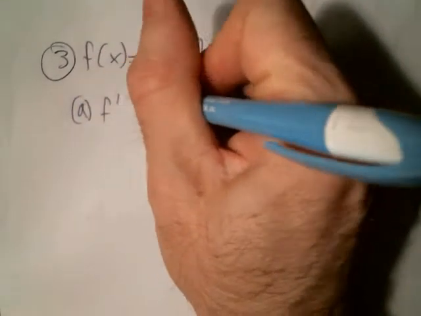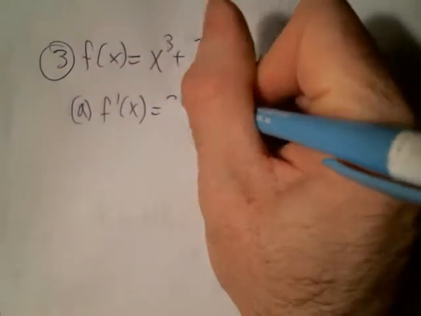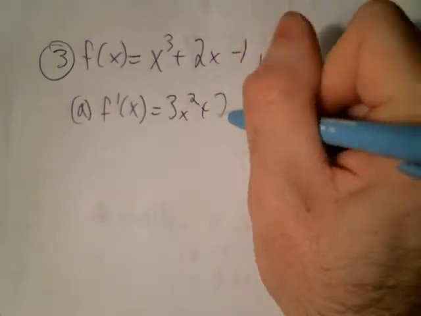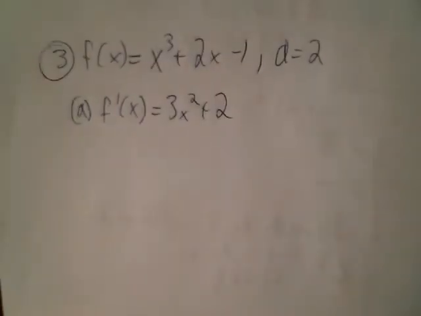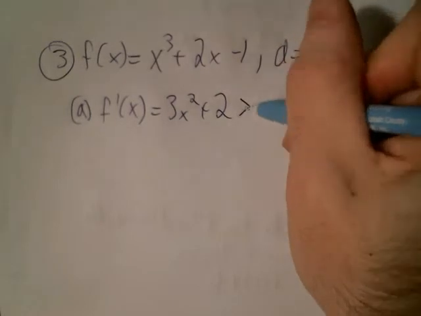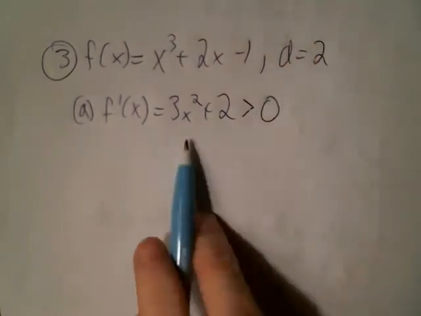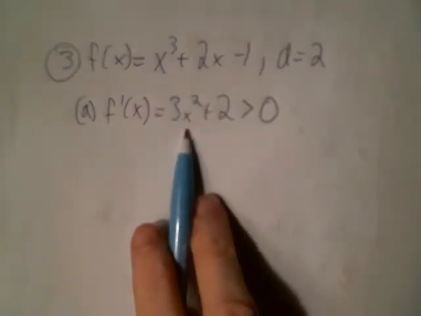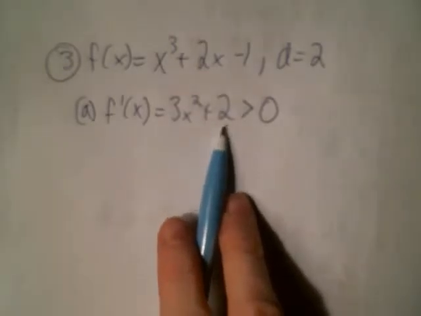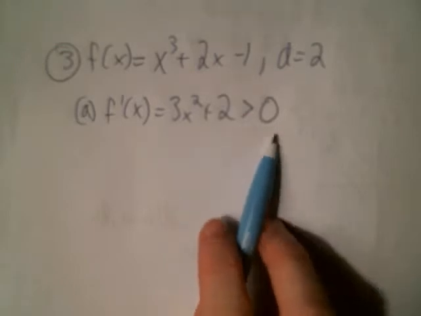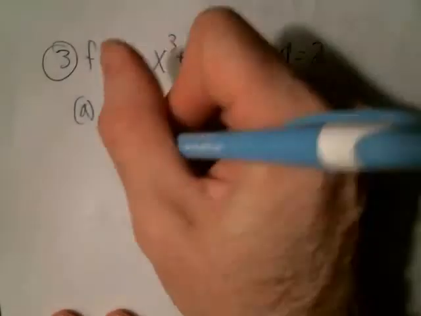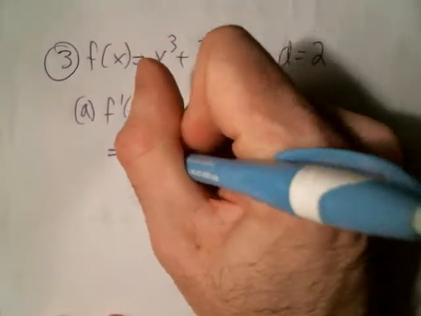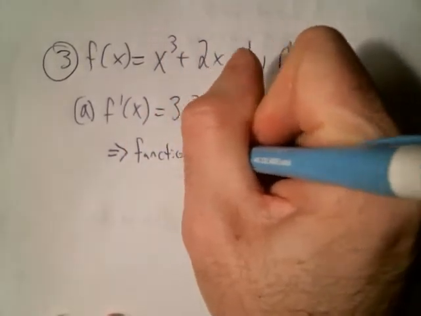So f prime of x is equal to 3x squared plus 2. This thing is always going to be greater than 0. If you plug anything in for x, x squared is greater than or equal to 0, and when you increase it by 2, it'll definitely be greater than 0. So this implies that the function is increasing.